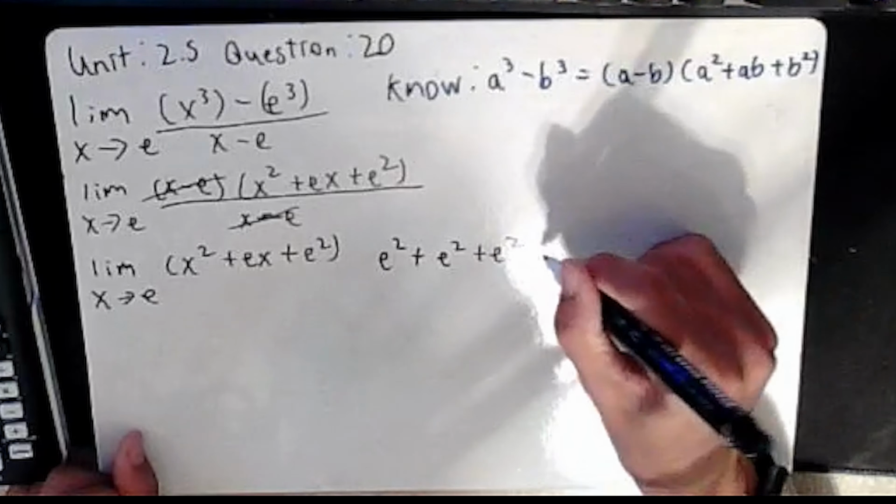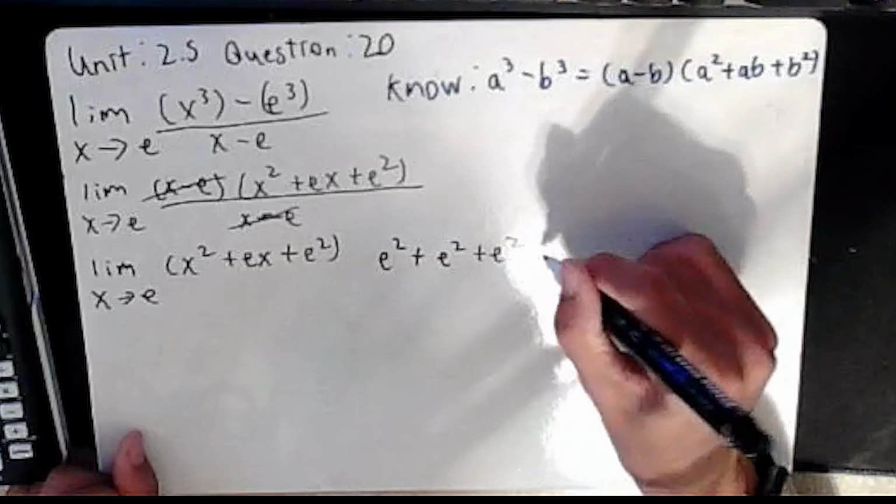The other way to do this is by recognizing that this is just the definition of derivatives. So when you have f prime of a constant c, that's equal to the limit as x approaches c of f of x minus f of c over x minus c. And in this case, our c value is just e.